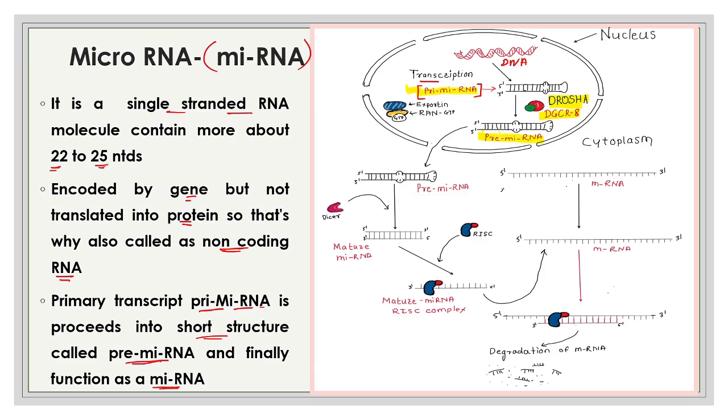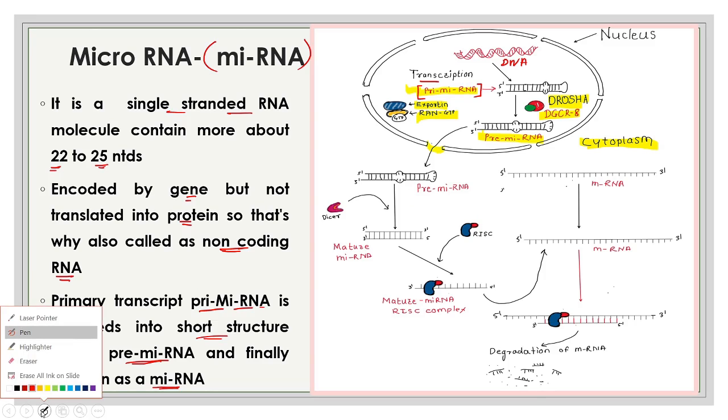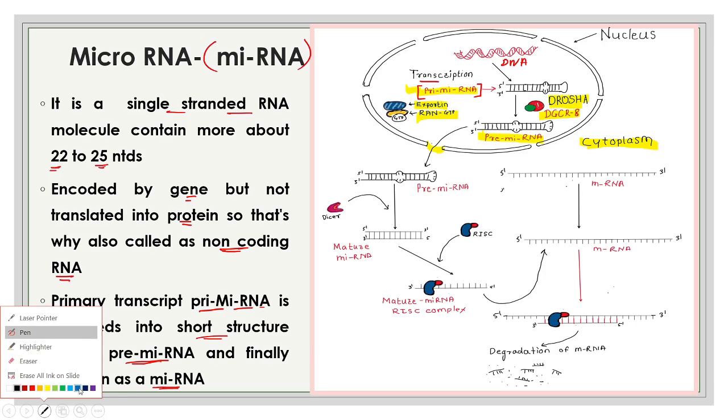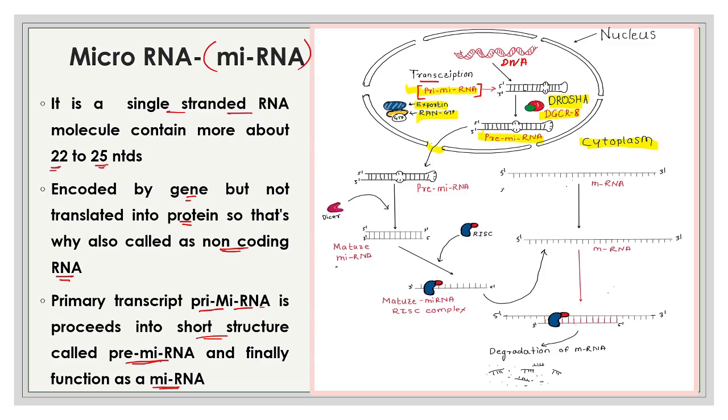Now the pre-miRNA is transported from the nucleus to the cytoplasm with the help of exportin and RAN-GTP through the nuclear pore complex. When the pre-miRNA comes inside the cytoplasm, the Dicer is there. Dicer performs the RNase III endonuclease activity. It performs the double-stranded cut and finally forms the mature miRNA. You can see this clearly in the diagram.